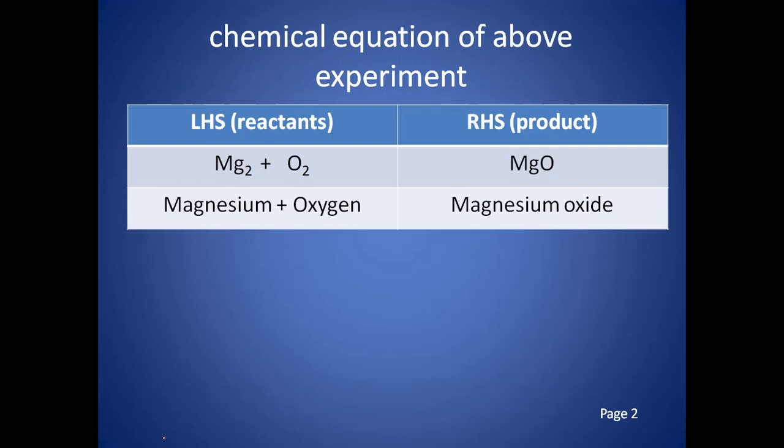Now every time magnesium, oxygen, magnesium oxide, or the Titin formula, there are so many big things. So what's the best way to write it down? It's the chemical equation.